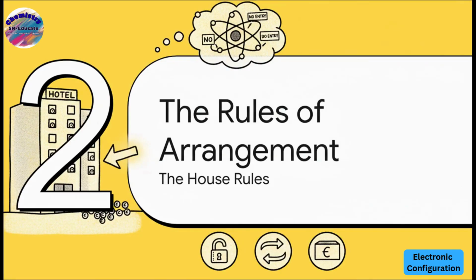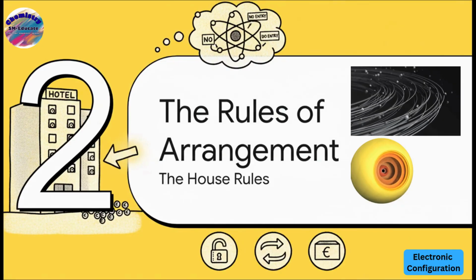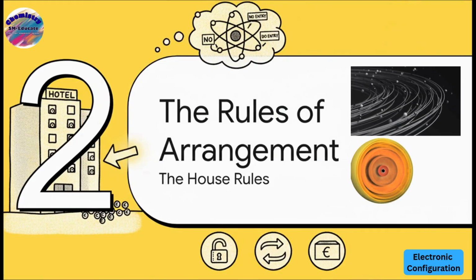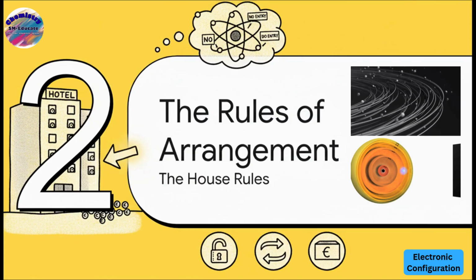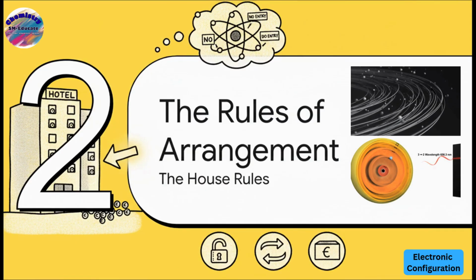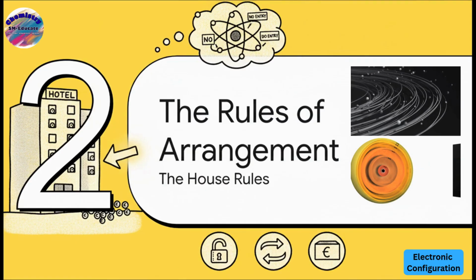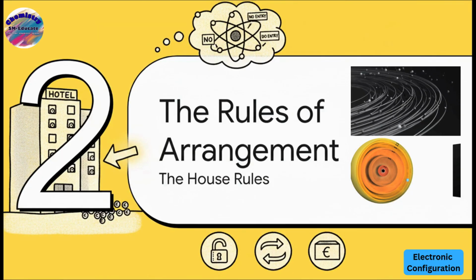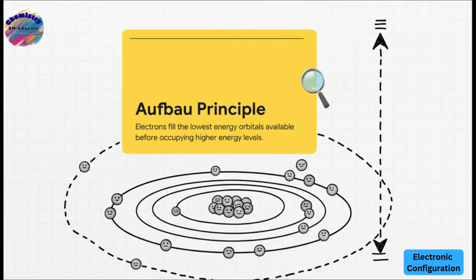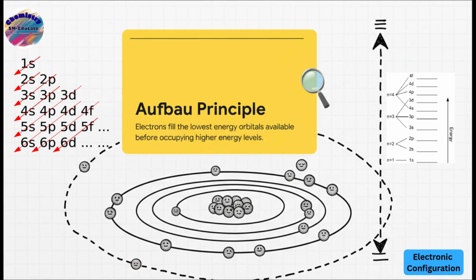All right, so let's imagine for a second that an atom is a big hotel just for electrons. Now, you can't just have guests running wild, picking any room they feel like, right? There have to be rules. And in chemistry, we've got three non-negotiable house rules that tell every electron exactly where it belongs. Rule number 1 is the Aufbau Principle. You can just think of this as the ground floor first rule.